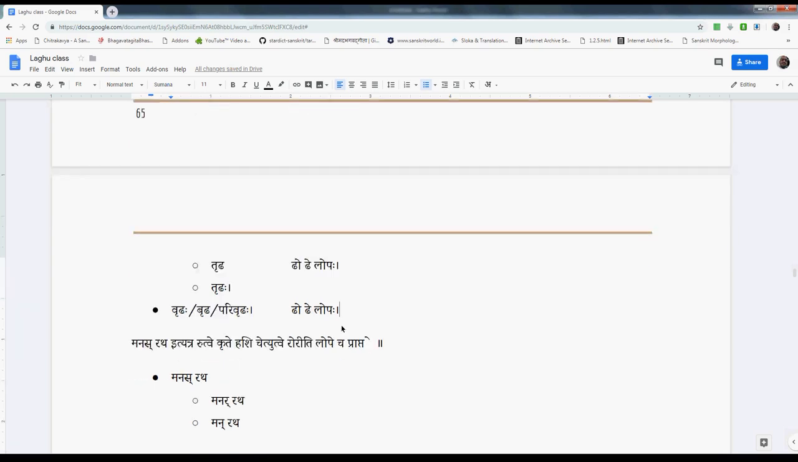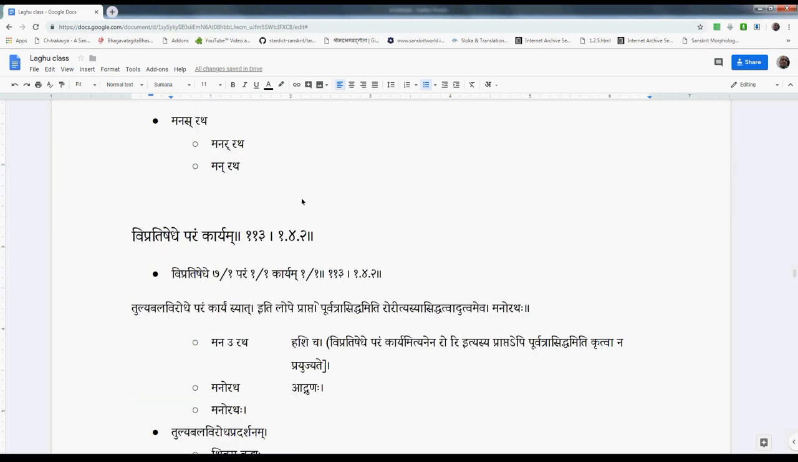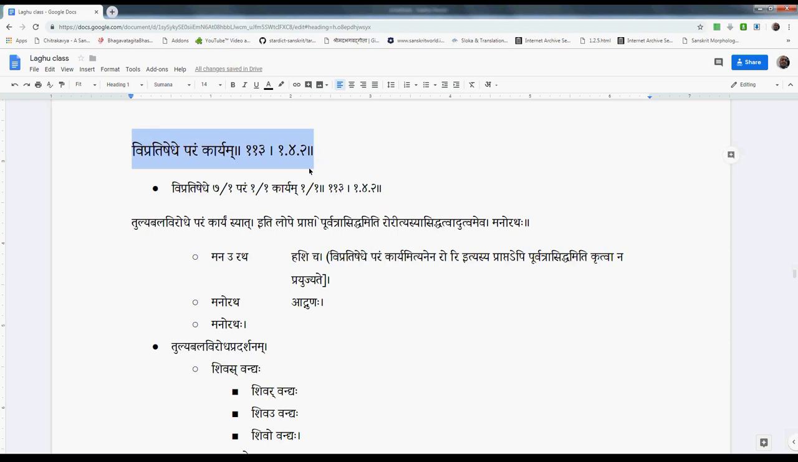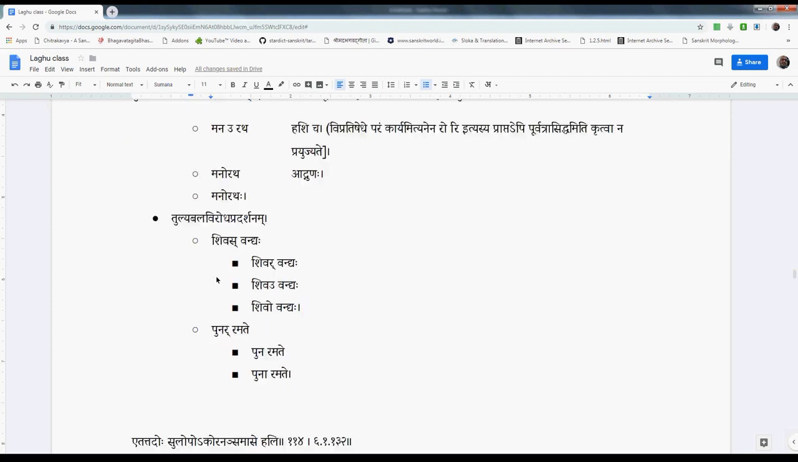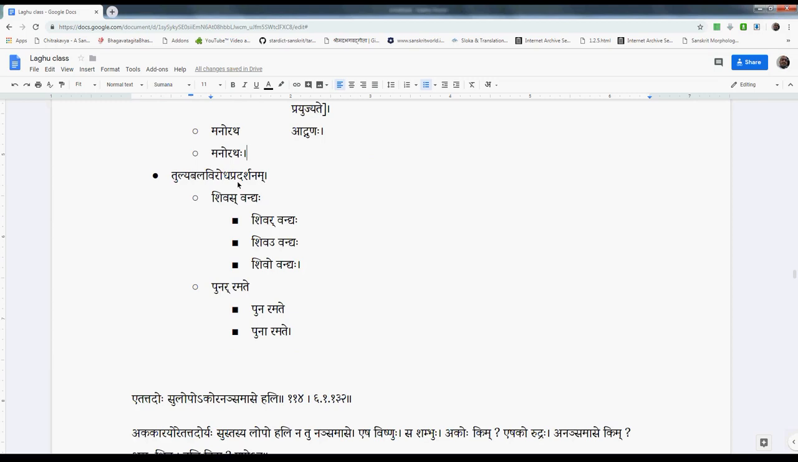I felt that I should cover it, since I don't feel good about leaving things halfway. Then we saw Manoratha. I hope it is clear that Vipratishede Param Karyam, the sutra that we saw, Laghukara covers as a prapta, iti prapte, when there is a Tulya Bala Virodha. I had mentioned Tulya Bala Virodha, but there seemed to be some confusion, I saw some question. So I decided to take an example. One example we already saw. What is Tulya Bala Virodha? Tulya Bala Virodha Pradarshanam Kriyate: Atra Shivas Vandyaha.